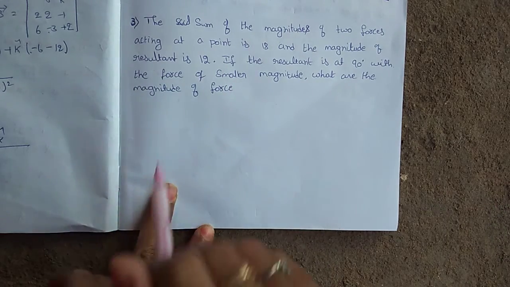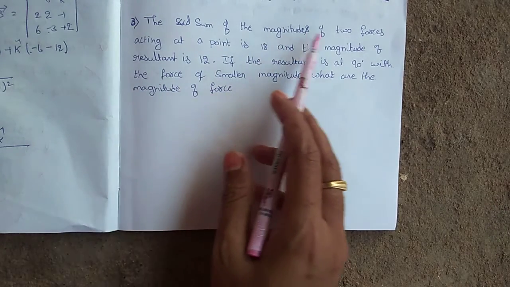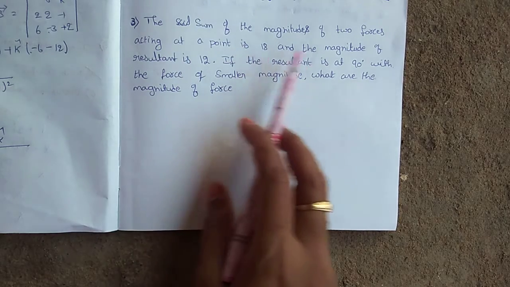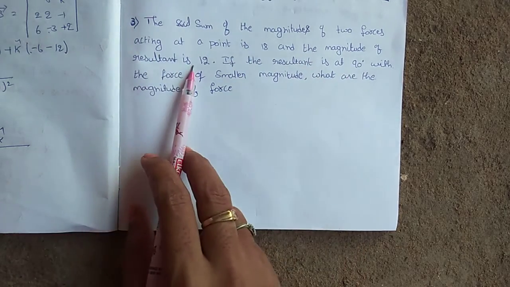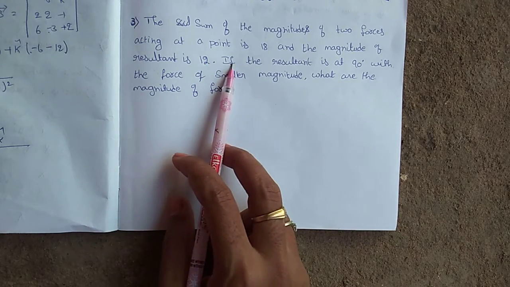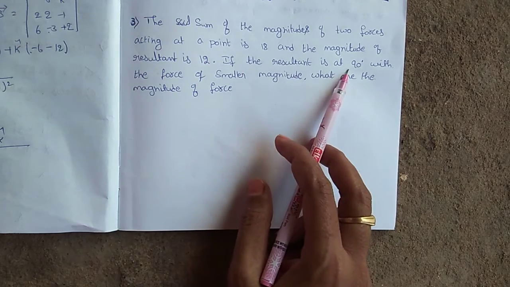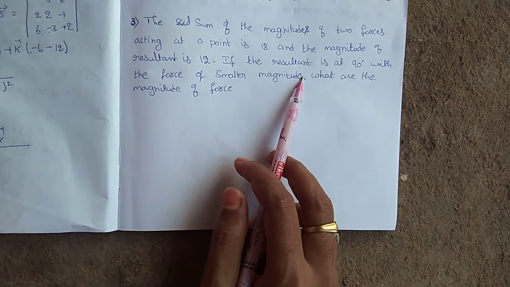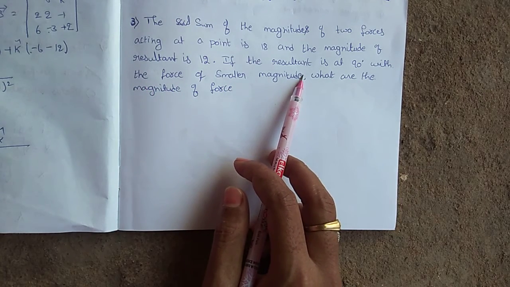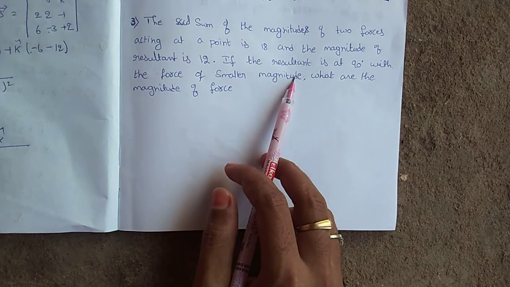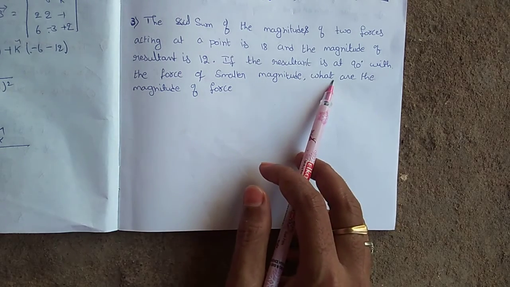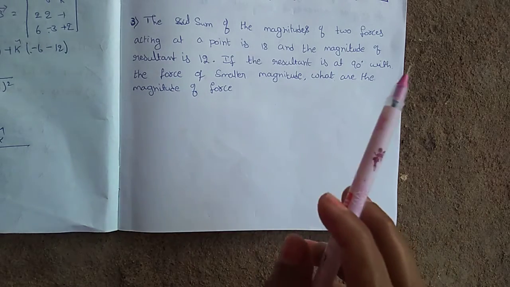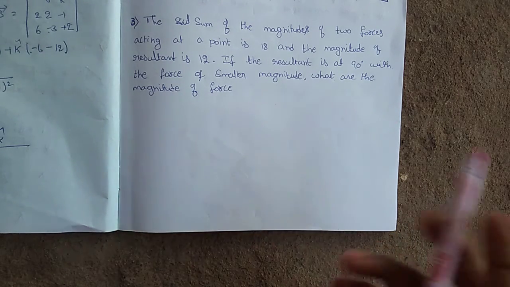Everyone, here the question is: the sum of the magnitudes of two forces acting at a point is 18 and the magnitude of the resultant is 12. If the resultant is at 90 degrees to the force of smaller magnitude, what are the magnitudes of the forces? We have to calculate the individual forces acting.